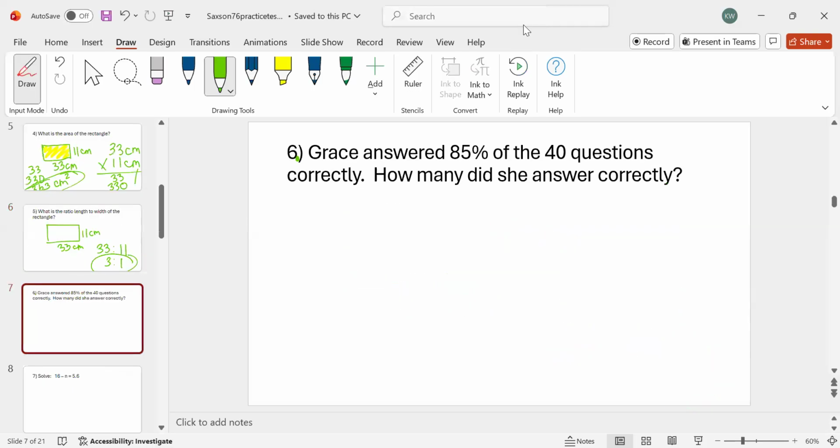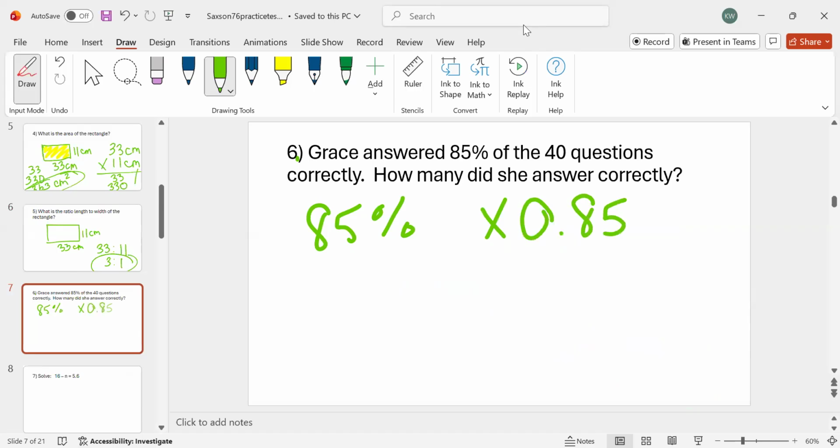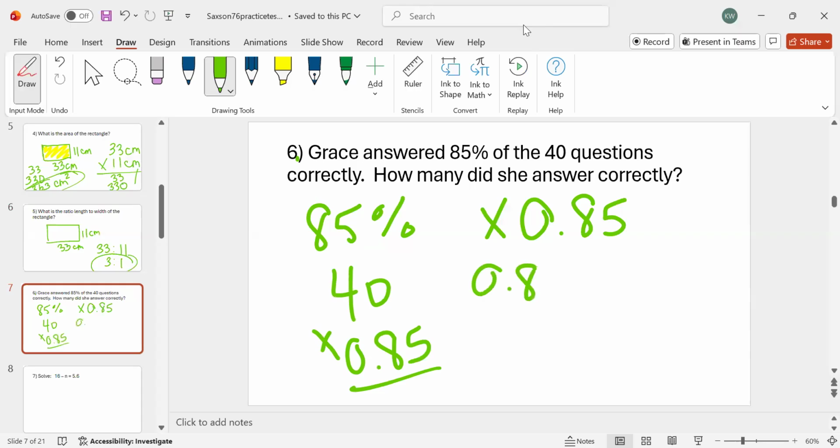Grace answered 85% of the 40 questions correctly. How many did she answer correctly? Well, this is a multiplication problem. And we recognize that 85% is the same as multiplying by 0.85. That's 85 hundredths. So if we take 40 times 0.85, actually, I'm going to flip that because there's not very much room here. 0.85 times 40 is the same thing.